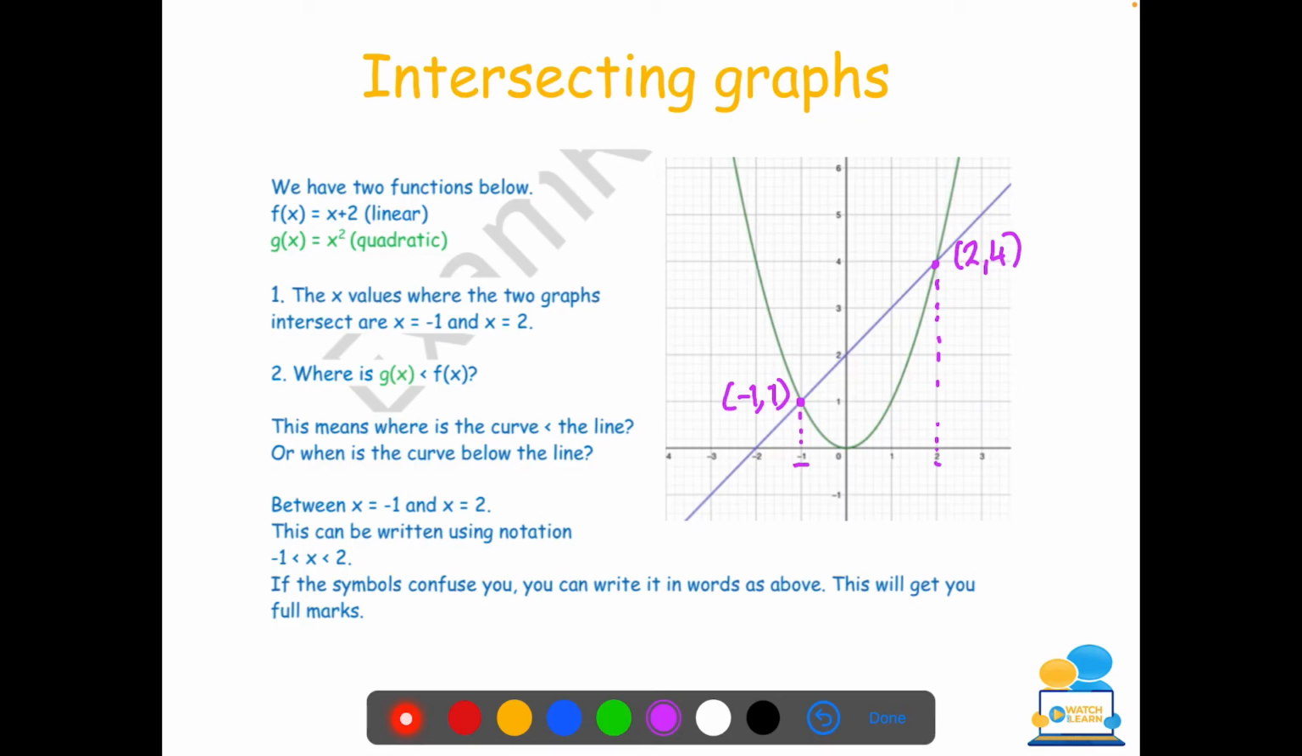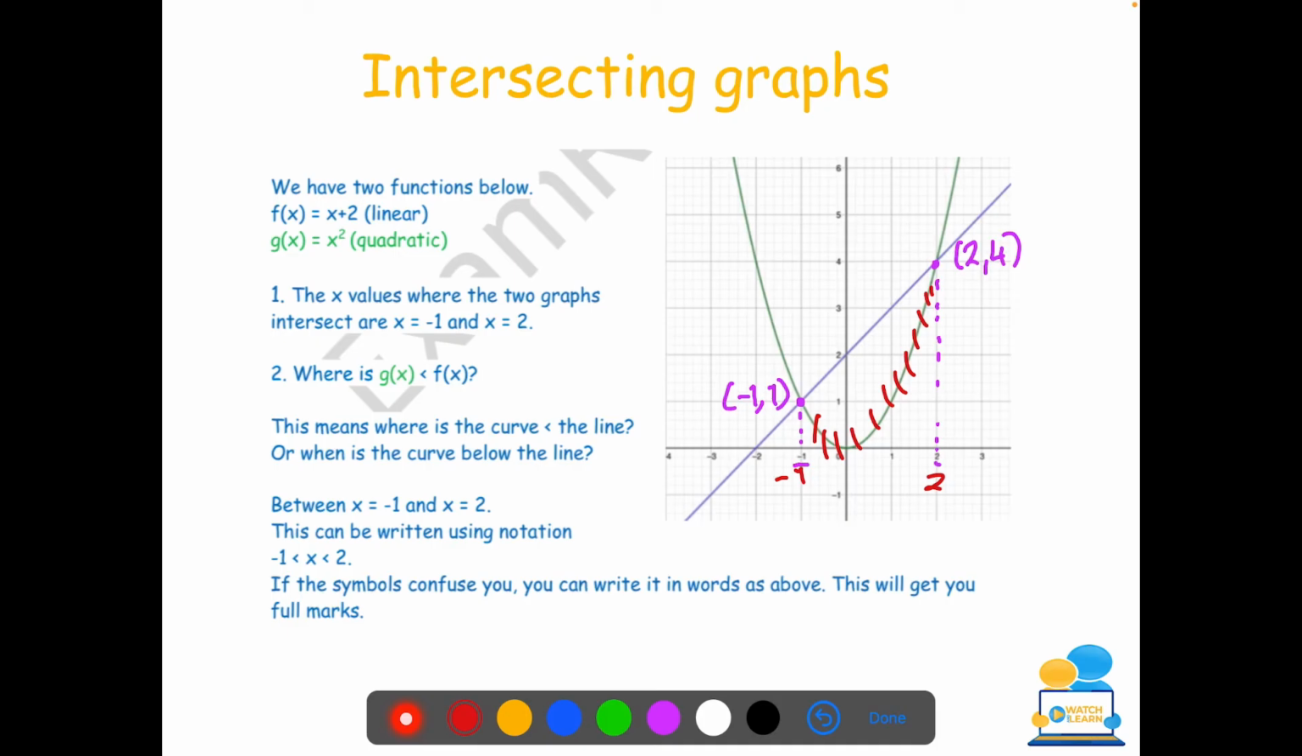Right, where is g(x) less than f(x)? This is saying, where is the quadratic function lower than, or less than, our linear function? Below it. Where is it below it? Let's look here. It is below our line between two x values, so between the x values we identified above, -1 and 2.